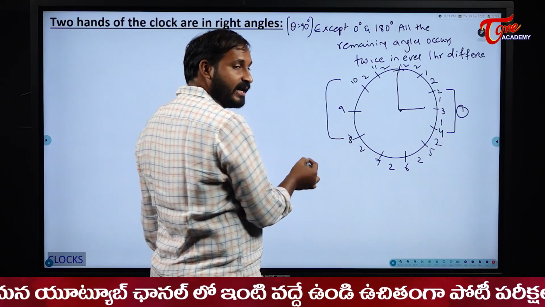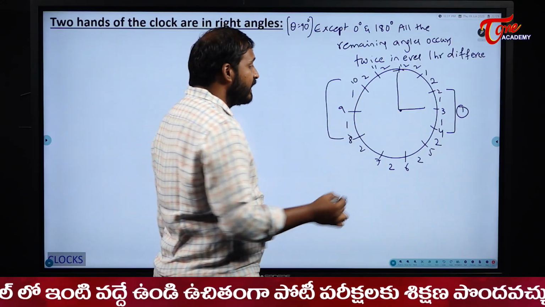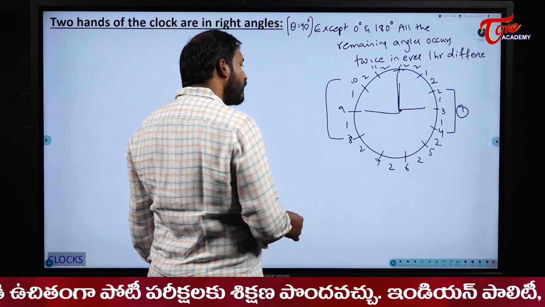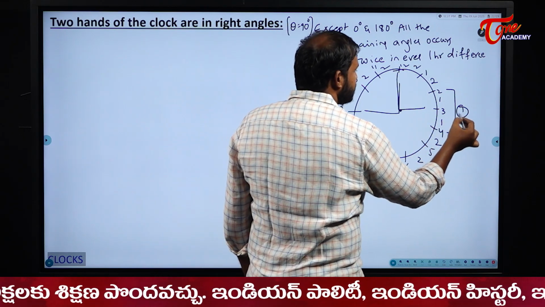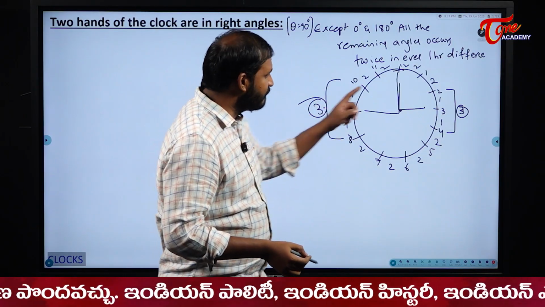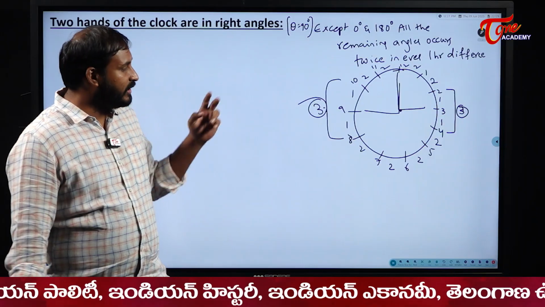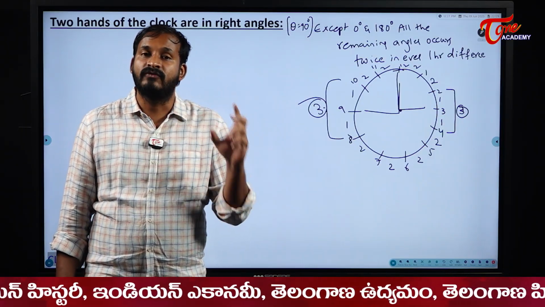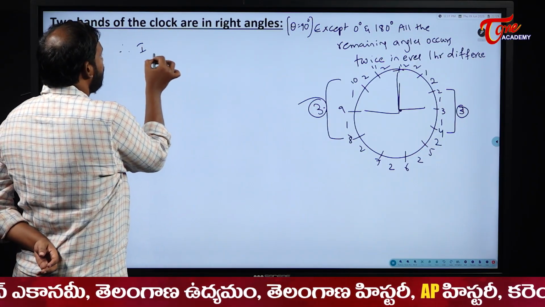Similarly, between 8 and 9, we will get 1 right angle. Between 9 and 10, we will get 1 right angle. Exactly at 9 o'clock, we will have 1 more common right angle. Because of that reason, we will have only 3 right angles here, 3 right angles here. So, we are losing 1 here and 1 here. Overall, how many are we losing in 12 hours? 2. So, in 12 hours, the two hands of the clock will be at right angles how many times? 22 times.